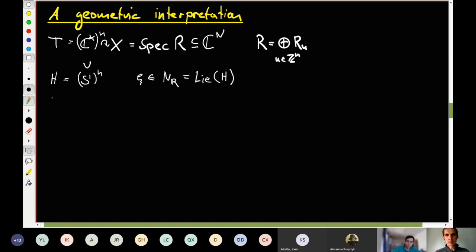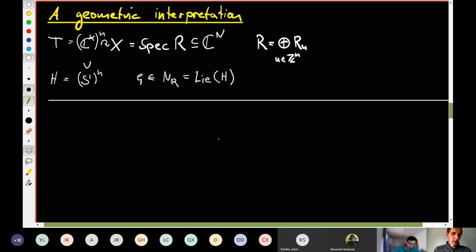Okay, so this gives us some kind of geometric interpretation. Now we go even further. We want to assign a real manifold or a smooth manifold to this situation. And how do we get a smooth manifold? We take our singularity and we intersect it with the unit sphere in Cn. So we are looking for the unit sphere in Cn. This will be a sphere of dimension 2n minus 1.